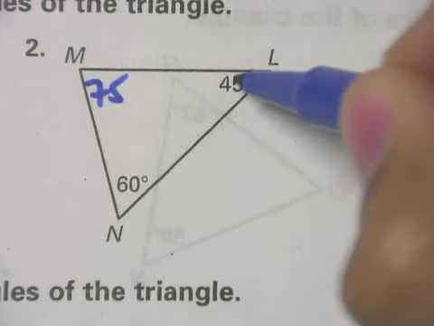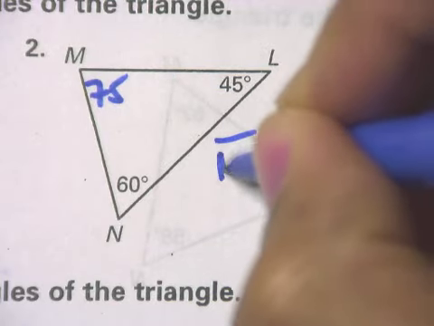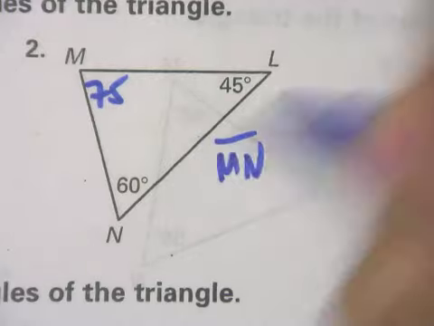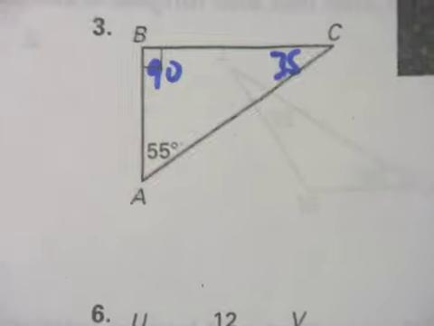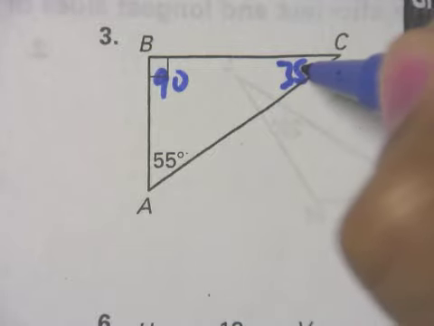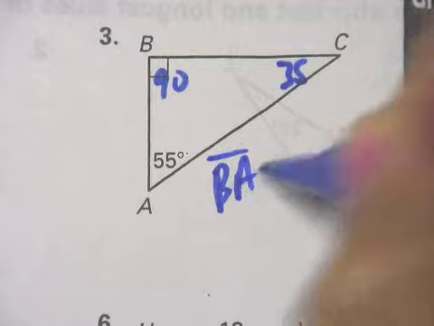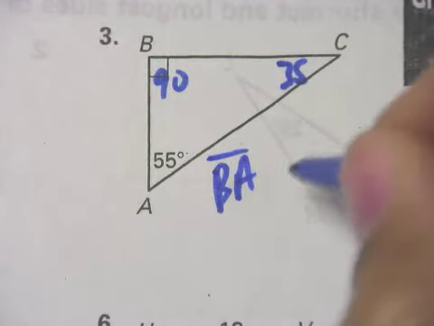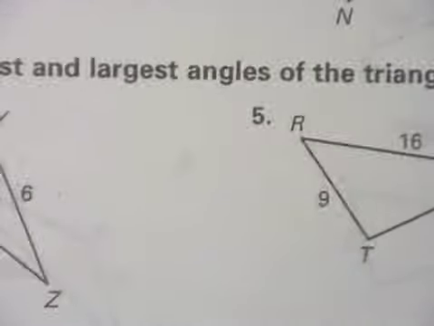Number 2, again, 45 is the smallest angle, and that's across from MN. So segment MN is the smallest. 75 is the largest, so segment LM is the largest side. For number 3, obviously the 35 is the smallest angle, so side BA is the smallest side. And 90 is the biggest angle, and the side across from it would be side AC, and that is the largest.